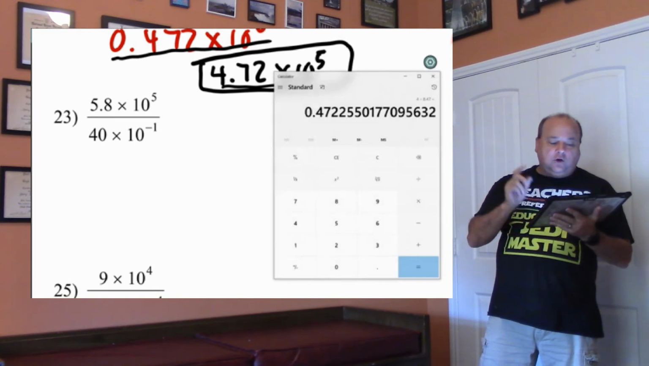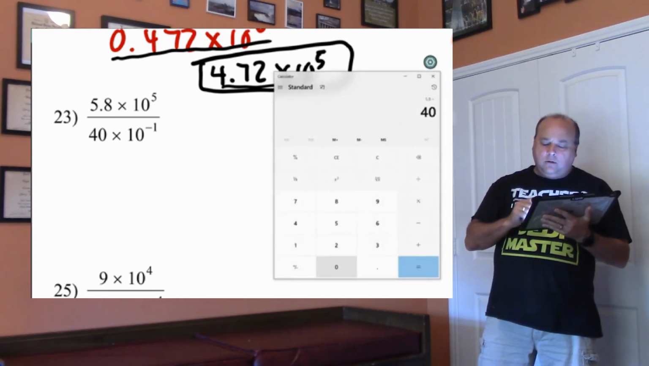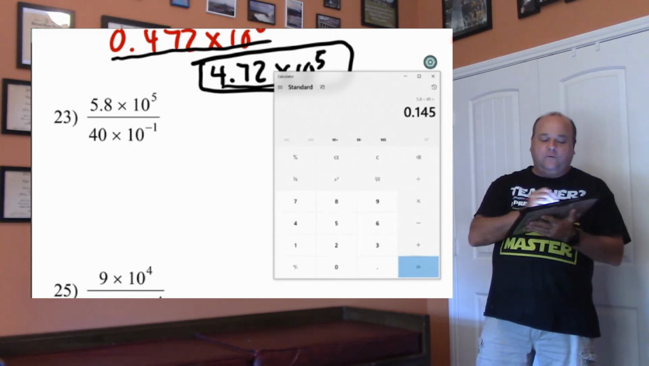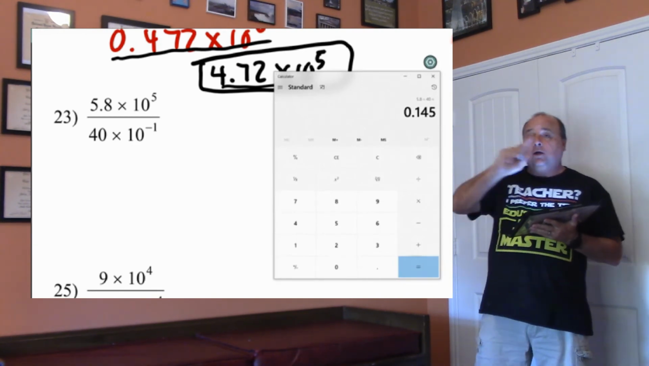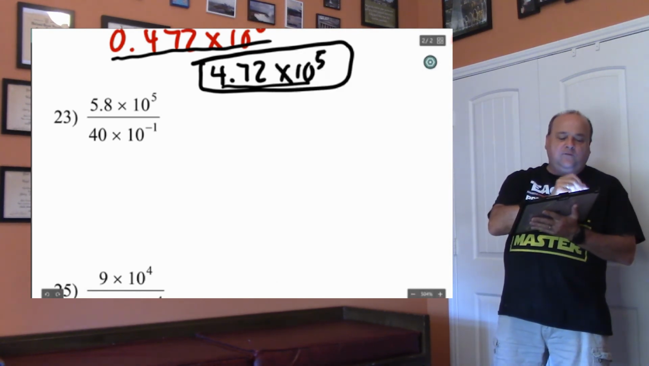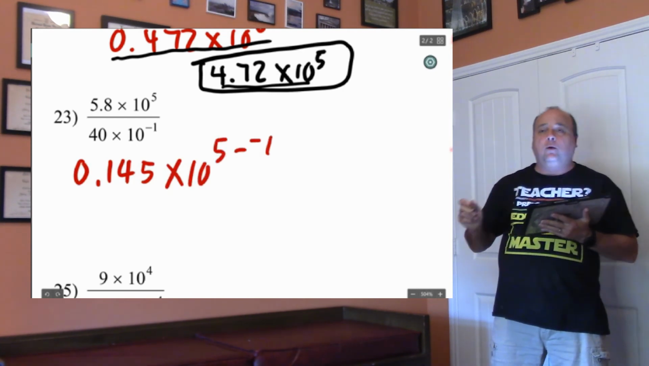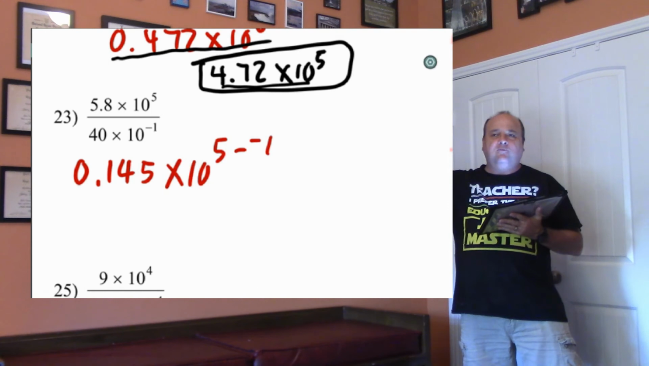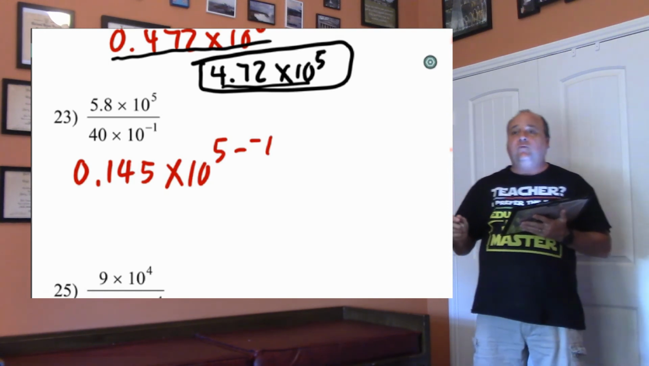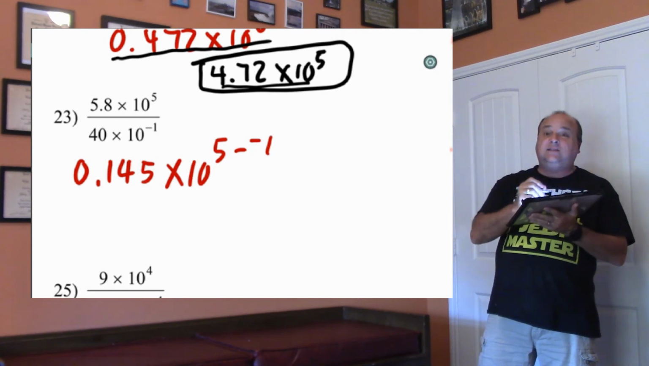Okay, so on 23, we're going to do 5.8 divided by 40, and we get 0.0145. Notice that has 3 digits. Go to 3 digits and round off, okay? So 0.145 times 10, and we're going to do 5 minus negative 1, aren't we? Just go straight through, do your division rule to subtract. So 5 minus negative 1 is 6.